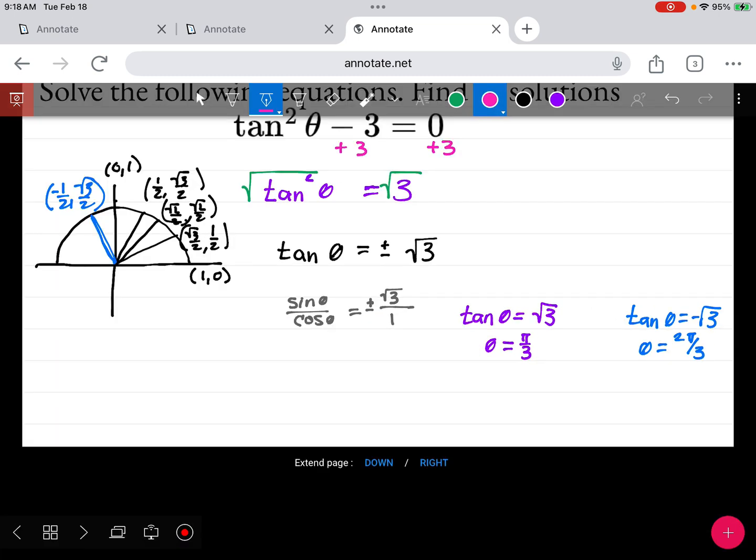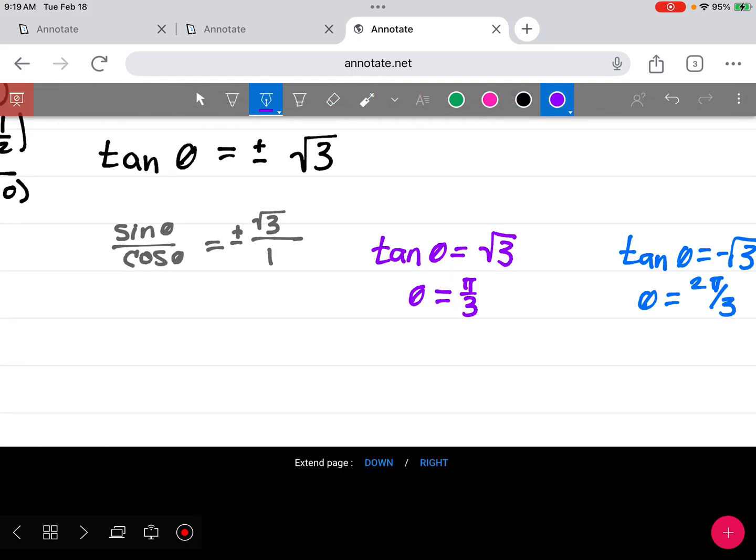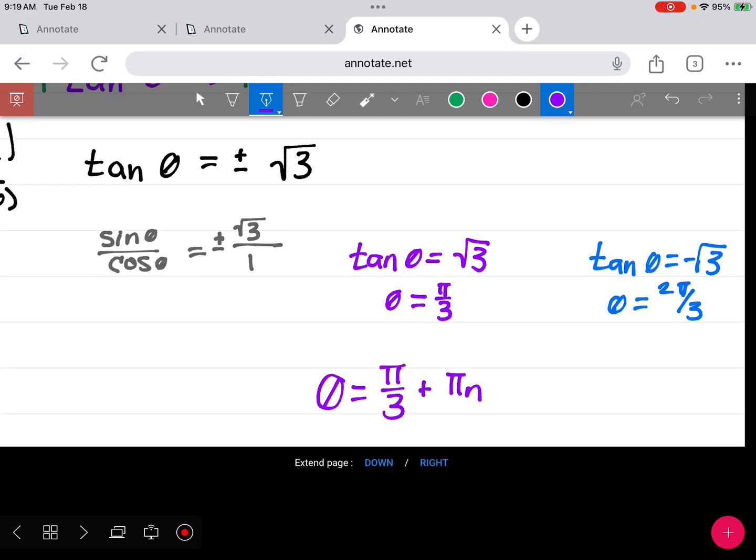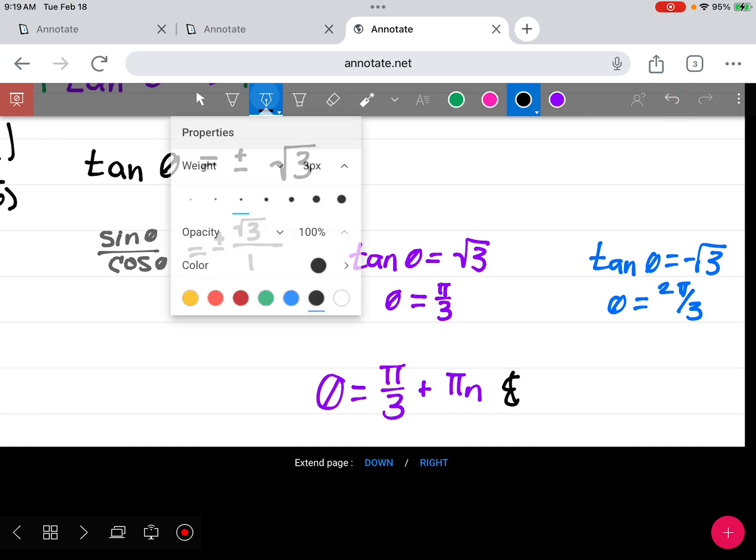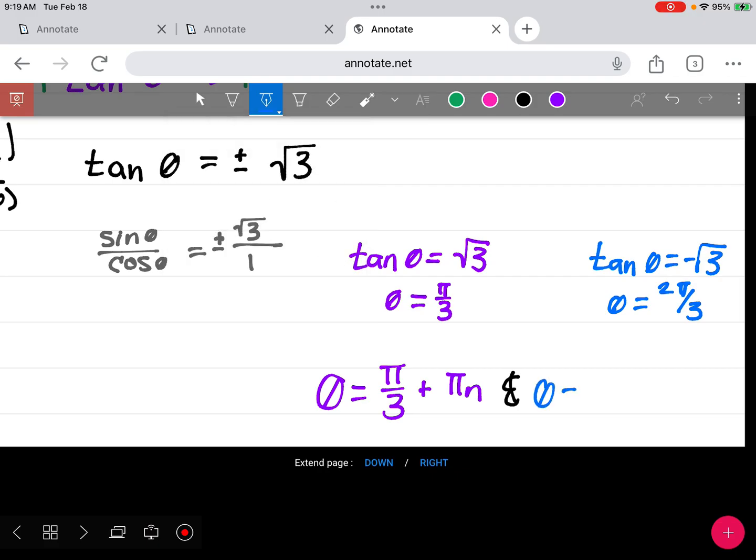So with our tangent, since it repeats around the circle another time, we're not going to add 2 pi to it. We add pi, since tangent's whole period gets covered in this span. So for our final answers here, we're going to have that our theta is pi over 3 plus pi n. And we're going to have our theta equals 2 pi over 3 plus pi n.